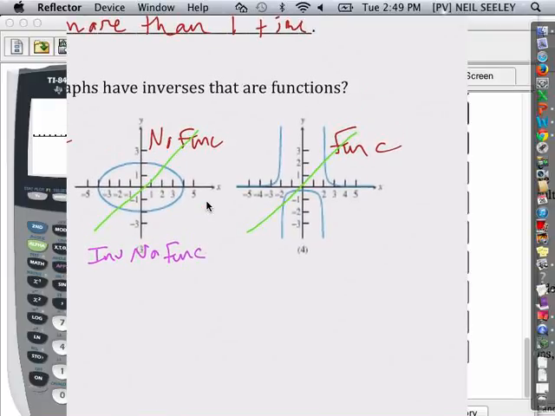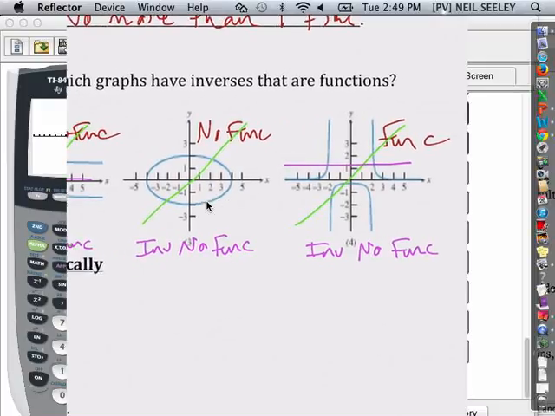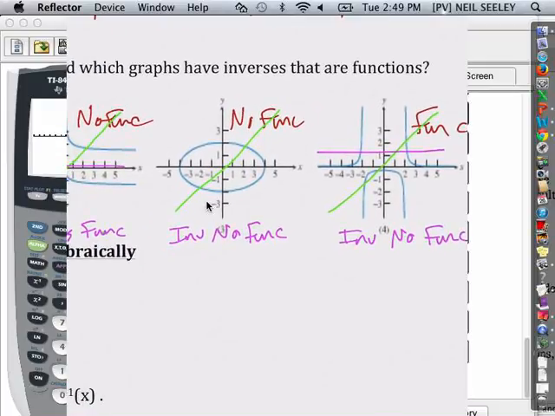Third one, the inverse is not a function. Last one, what do you think? Horizontal line test, ding ding, it hits twice. So the inverse is not a function. That's the story.